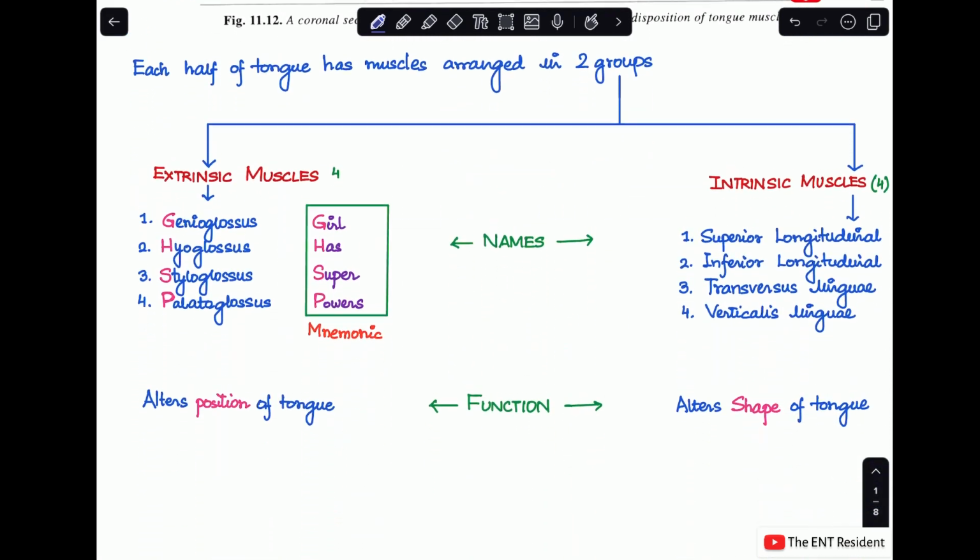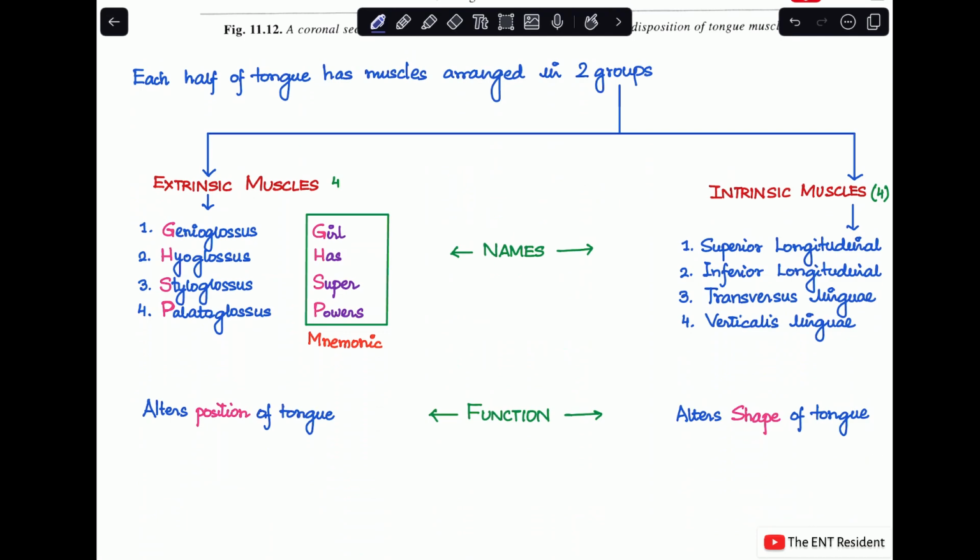Now let's talk about the classification of the muscles of the tongue. The muscles can be classified into two groups, based on, first of all, their location, and second, their function. The first group is called the extrinsic muscles. Why is it called extrinsic? It'll be very easy to remember. Extrinsic means outside, so these are the muscles which attach the tongue to a structure which is outside of the tongue. That's why it is called an extrinsic muscle.